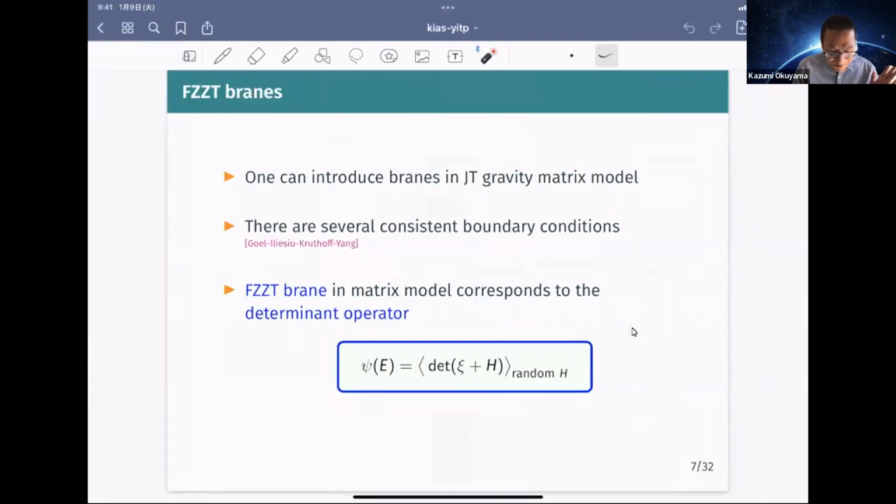In this talk, I'll consider the branes in JT gravity, and one can introduce various branes in the JT gravity matrix model. As studied by these people, there are actually several consistent boundary conditions in JT gravity, but in this talk I will focus on the so-called FZZT branes. The FZZT brane in the matrix model corresponds to the determinant operator in the matrix integral. So we insert this determinant operator into the matrix integral and take the average over the random Hamiltonian. Here, xi is a parameter, and H is a random matrix.